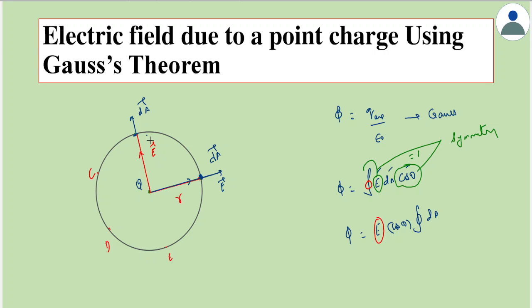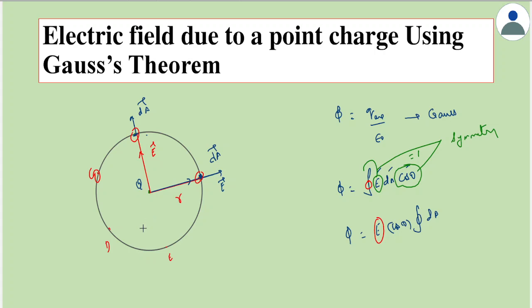So what we're finding is, for any elemental area, whether it is here or wherever it is, at all the small regions, the angle between the electric field and area vector is 0 and cos 0 is equal to 1. So in this case, sphere is the best Gaussian surface.